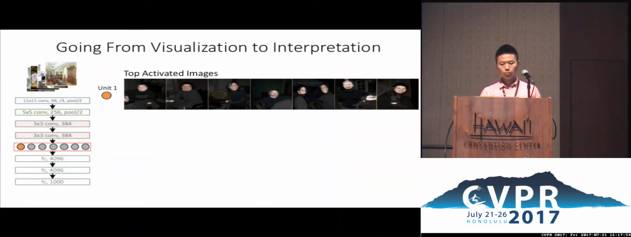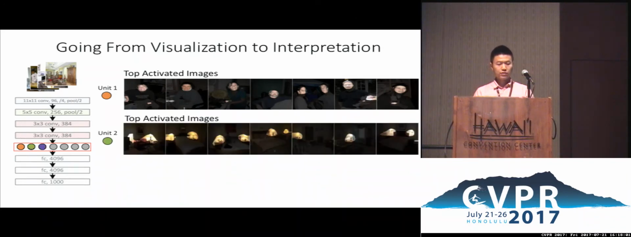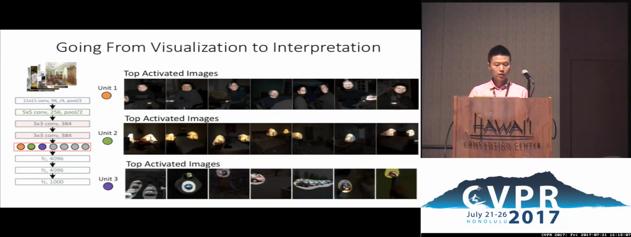Here we show the top activated images for one unit. This unit seems to be detecting heads. Here's another unit. This unit seems to be detecting a lamp, from visual inspection of the top activated images. Here are the top activated images for another unit. This unit seems to be detecting cars, but it's confused with some bird head patterns.